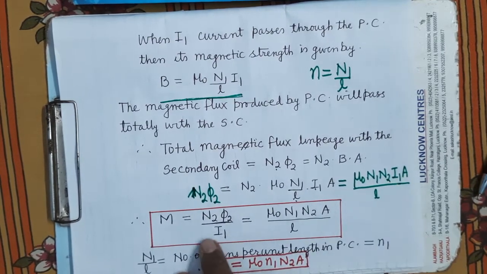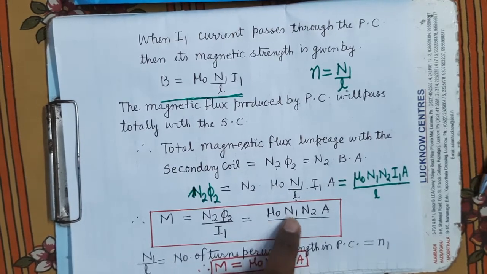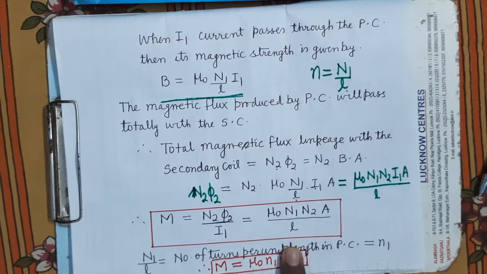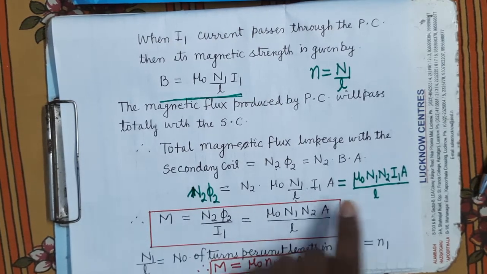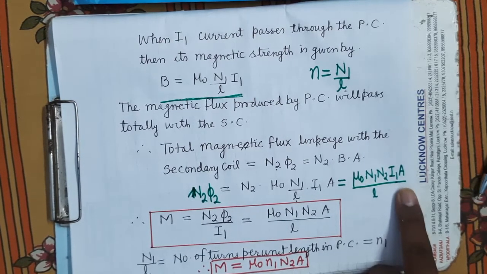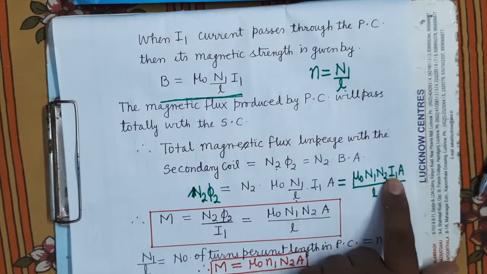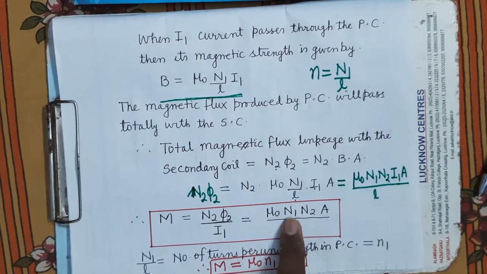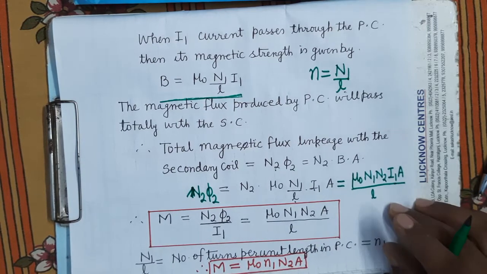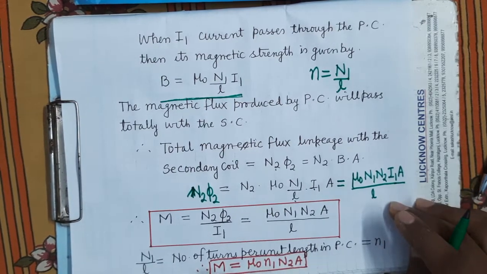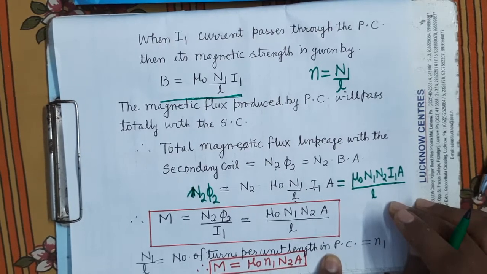So N2 phi 2 upon I1 will be equal to what? It will be mu naught N1 N2 A upon L. It's clear. Now what is N1 upon L? Number of turns per unit length in the primary coil, which we have denoted by small n1.